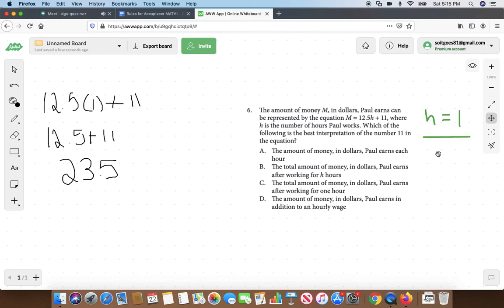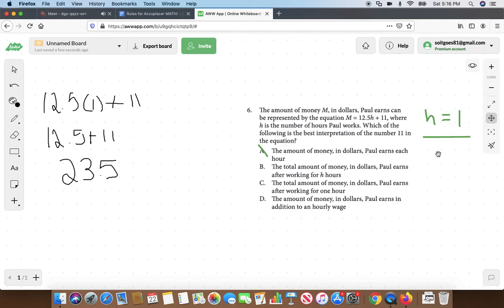Okay. And we're not just staring at this equation and hoping the answer slaps us in the face. We're just making it concrete with some real numbers. And we know when he works 1 hour, he makes $23.50, not $11. So A is gone. Go ahead and read B. The total amount of money in dollars Paul earns after working for H hours. Okay. Is 11 the total amount of money in dollars Paul earns after working H hours?